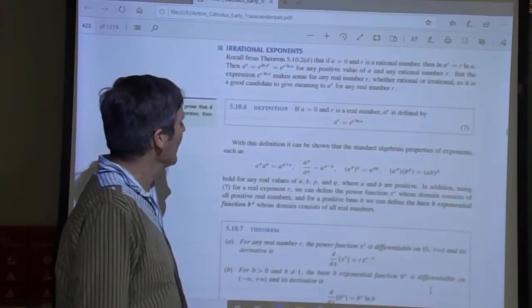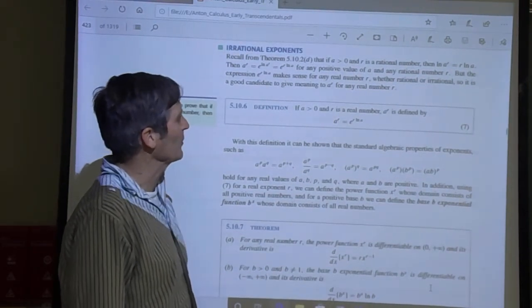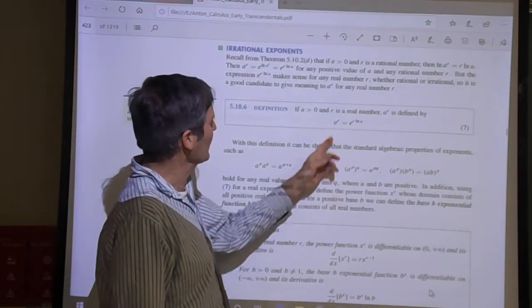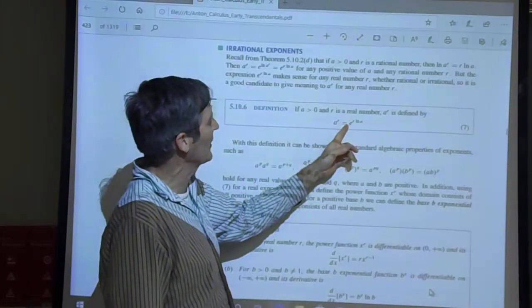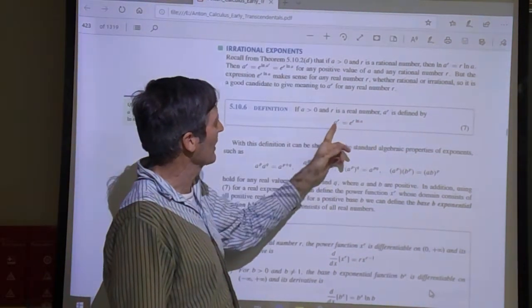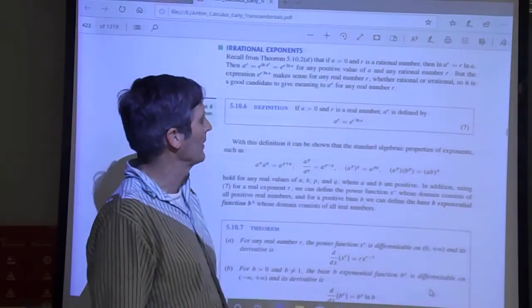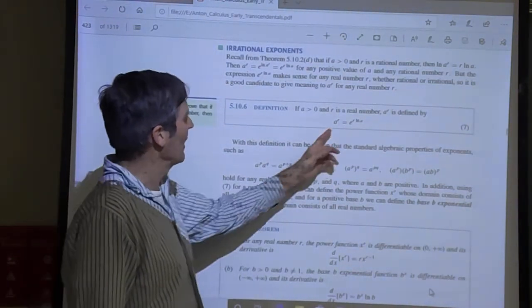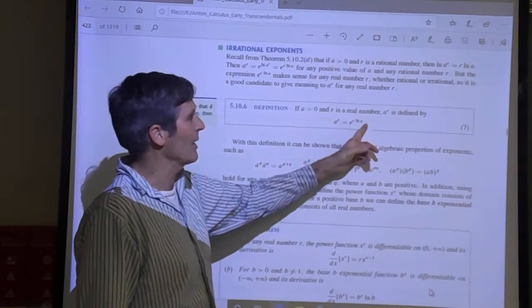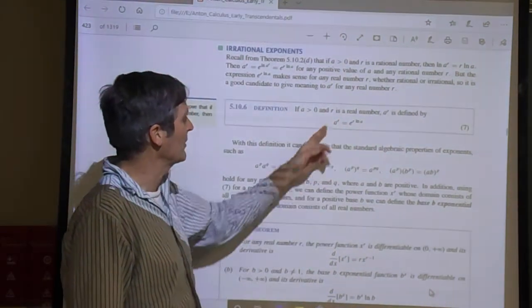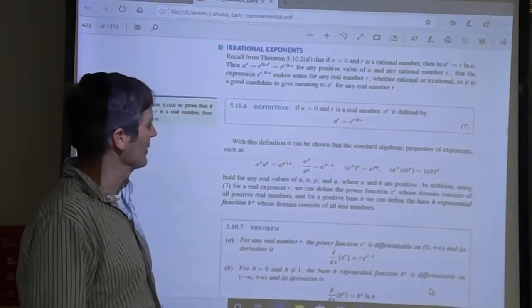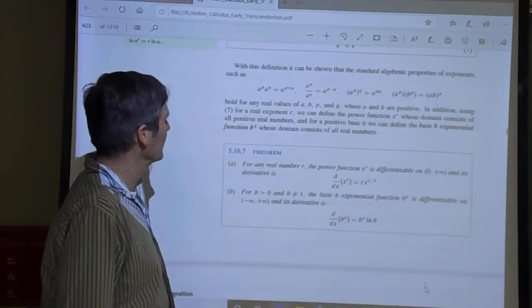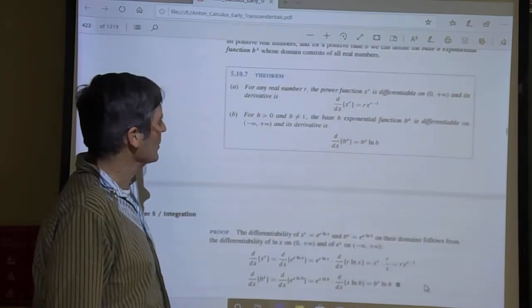And now e to the x gets defined for irrational exponents, ones that can't be written as fractions. You just define a to the r to be e to the r ln a. That allows you to define a power for an irrational number. If r can't be written as a fraction, you can still say what that value is, right? If this is a to the pi or something, or a to the square root 2. So all these things are reproved.